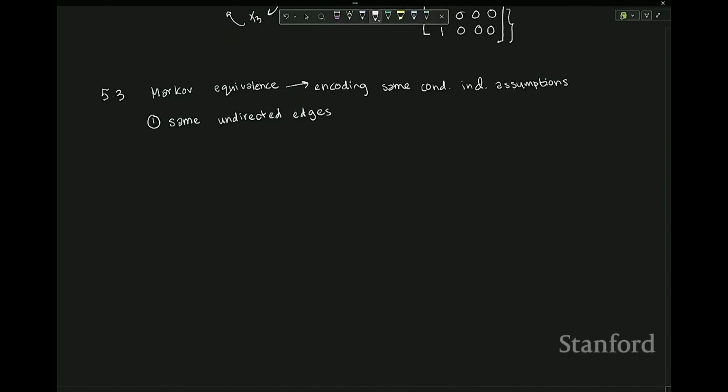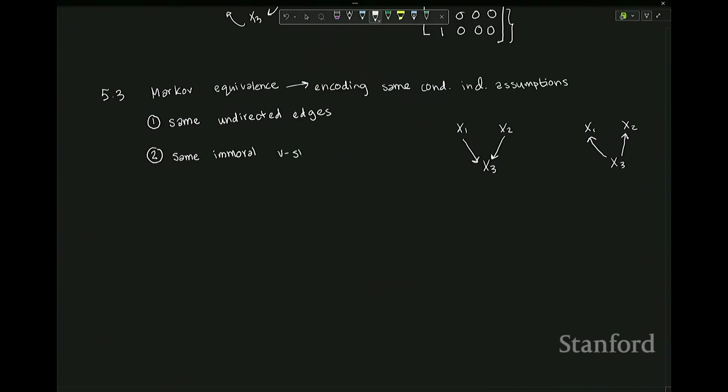So I'll give you a couple of structures to illustrate this. Let's say we have x1, x2, and x3. So these do have the same undirected edges, right? Because we have x1, x3, and x2, x3 in both. And then they also need to have the same immoral V structures.